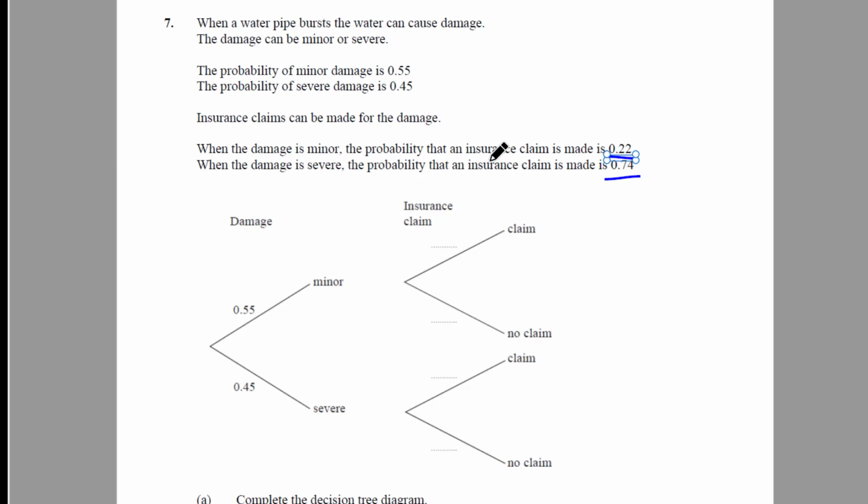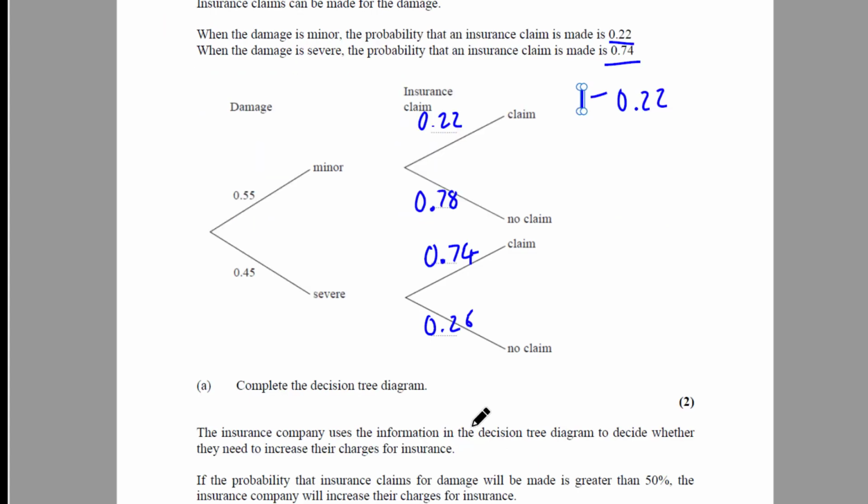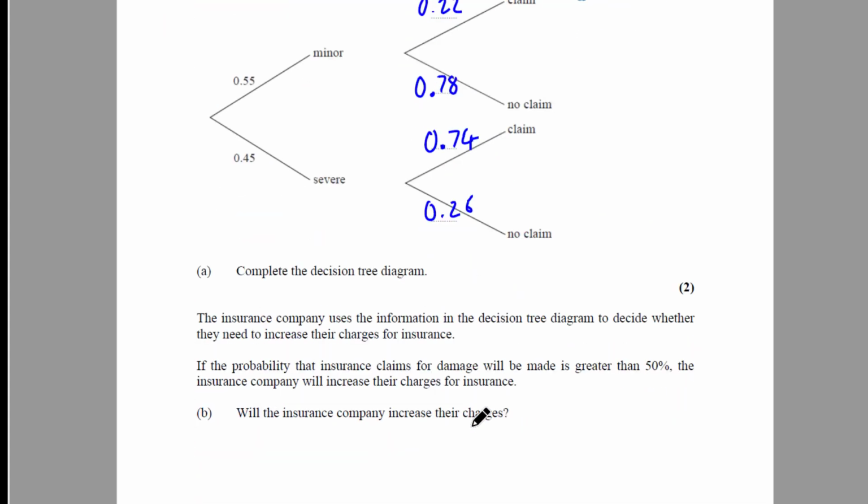0.22 and 0.74. So insurance claim for minor, so that will just be 0.22. So what's 1 minus 0.22? Because all probabilities equal 1, so that must be 0.78. For severe claim, that's 0.74. So that must be 0.26. That's completed for a nice 2 marks.